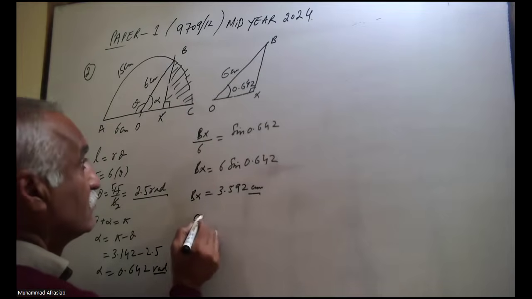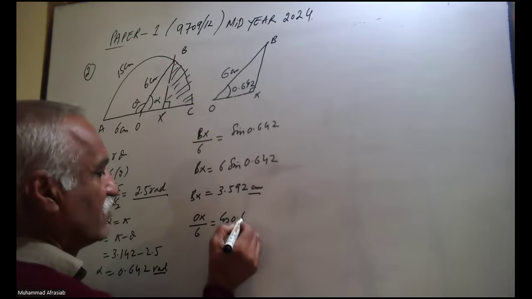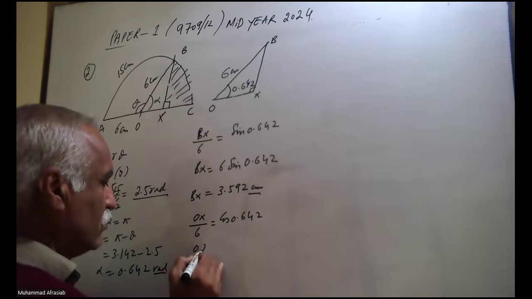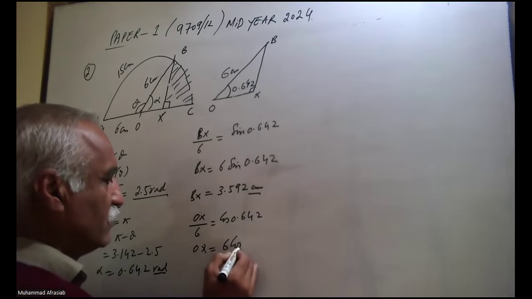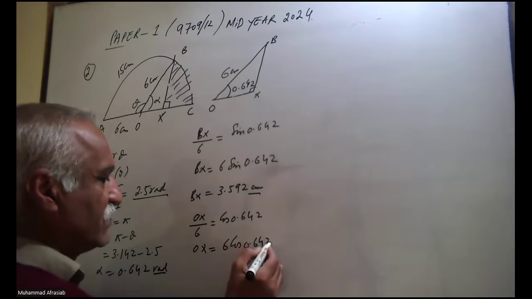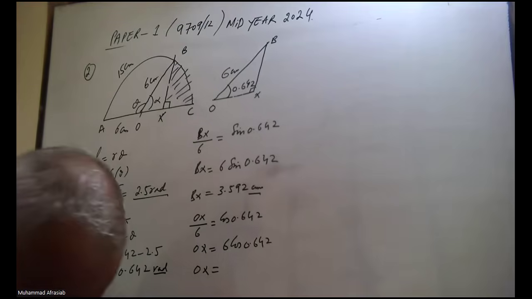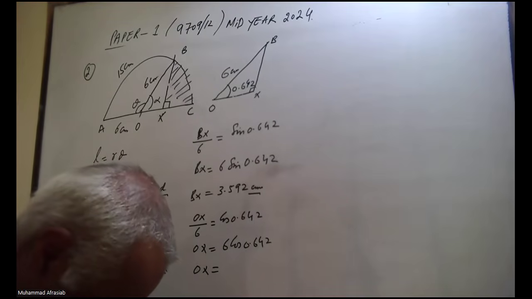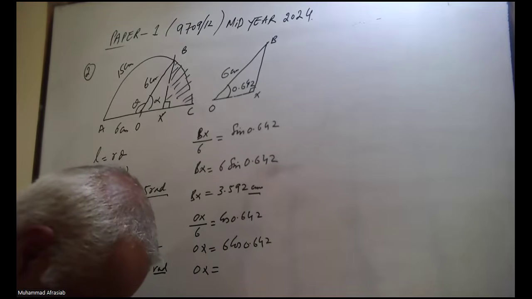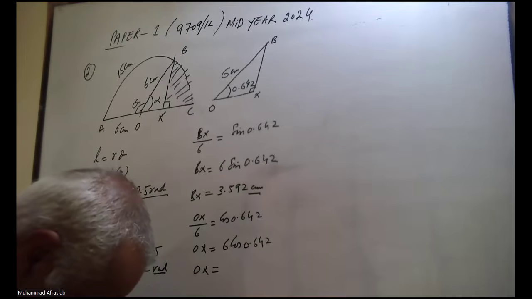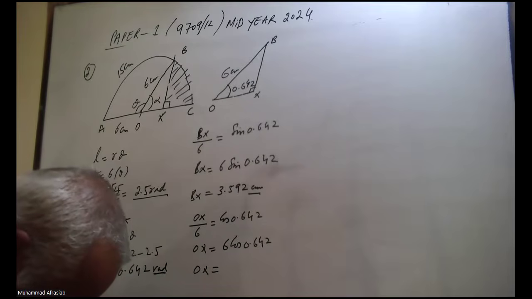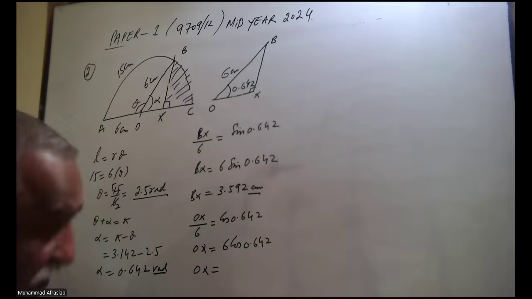Then OX over 6 is equal to cos of 0.642. So OX is equal to 6 into cos of 0.642. So OX will be equal to 4.805.